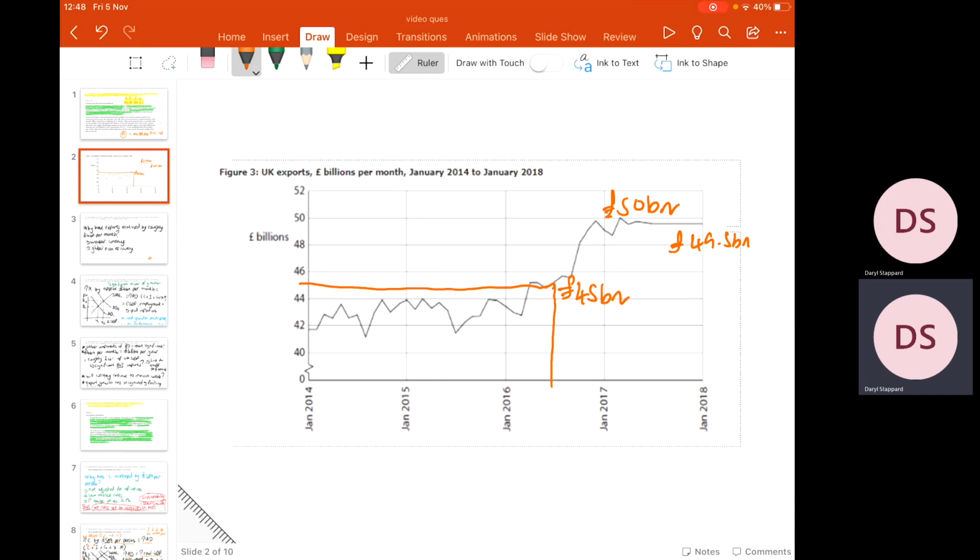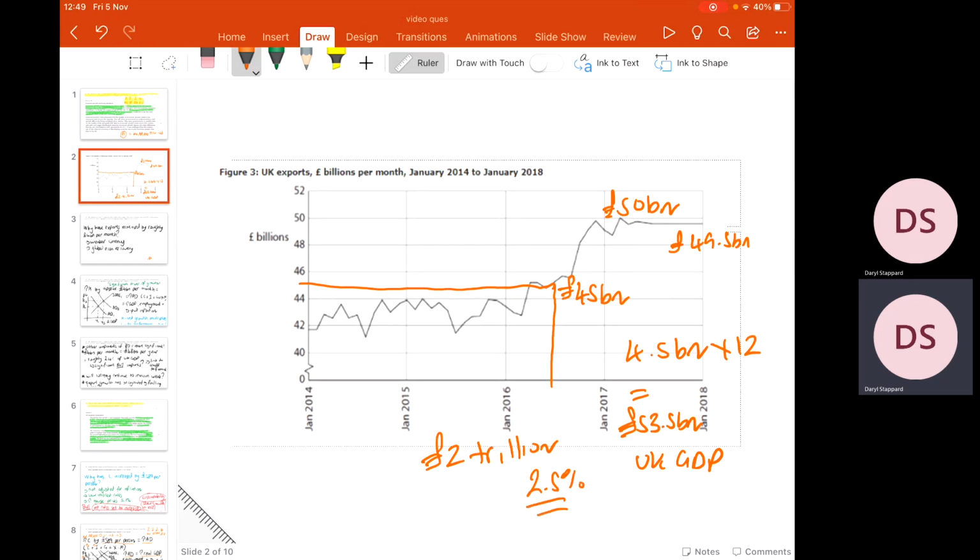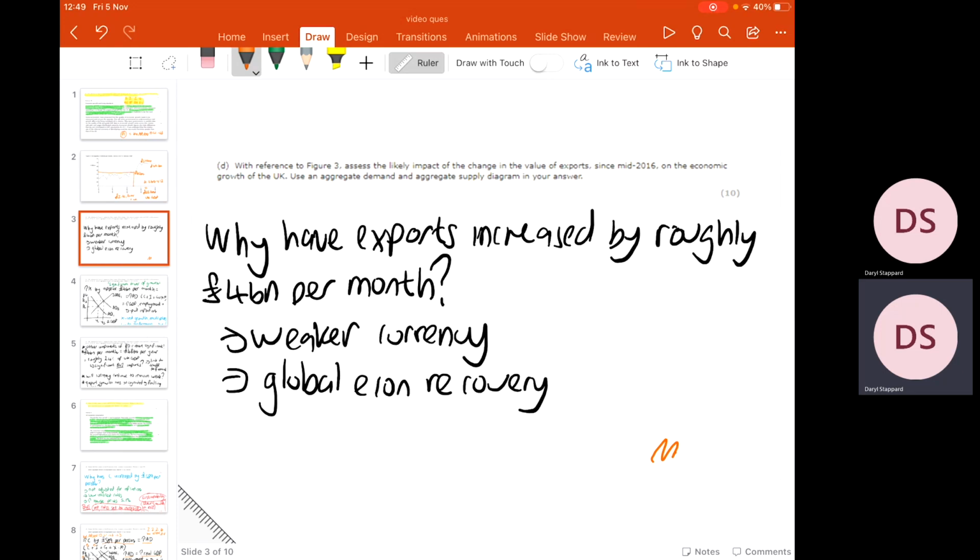So if I multiply that by 12, I can work out roughly how much higher exports were due to that growth in exports. So I could do that £4.5 billion extra per month multiplied by the 12 months in the year, and that will give me £53.5 billion extra per year that will go towards UK GDP due to that growth in exports. Now, just to put into context, the UK economy is roughly £2 trillion per year. So that £53.5 billion growth in exports is probably going to be roughly about a 2.5% growth in GDP. Well, that could potentially be quite a significant impact on UK GDP. But anyway, let's now look at the question again and start to think about the answer.